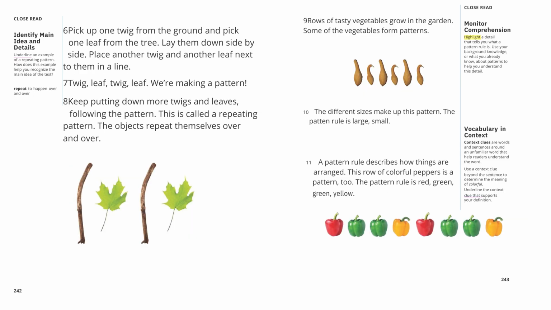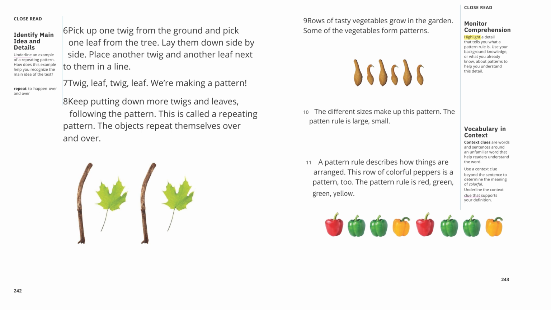Pick up one twig from the ground and pick one leaf from the tree. Lay them down side by side. Place another twig and another leaf next to them in a line. Twig, leaf, twig, leaf. We're making a pattern. Keep putting down more twigs and leaves, following the pattern. This is called a repeating pattern. The objects repeat themselves over and over.